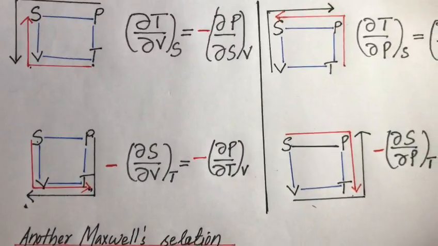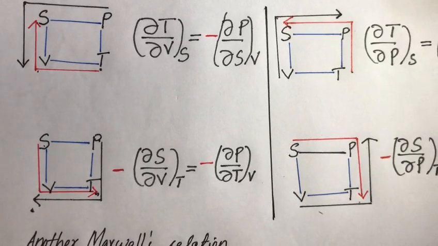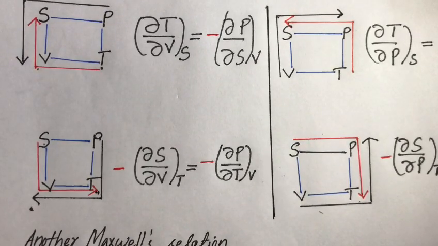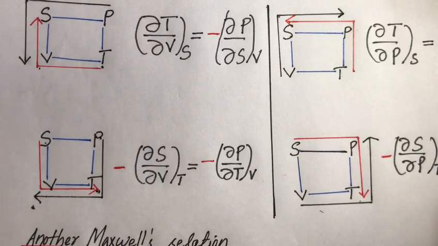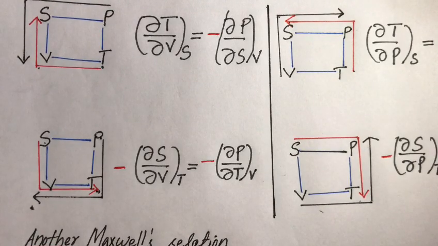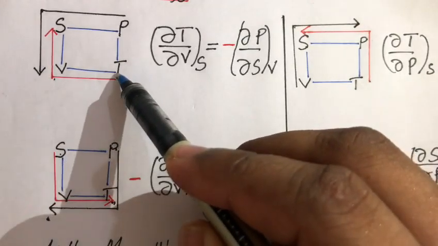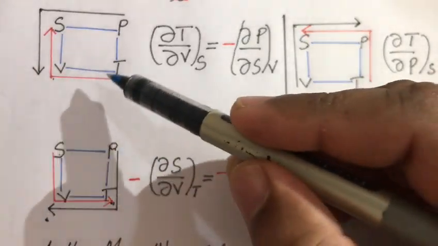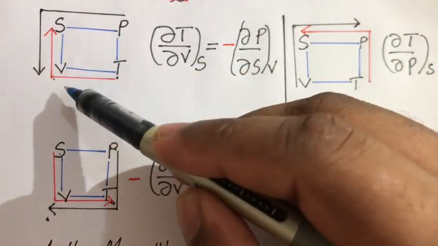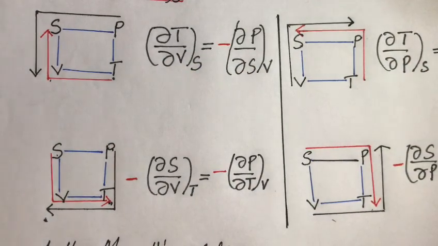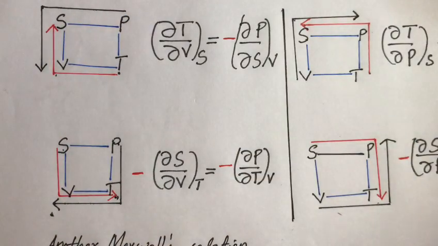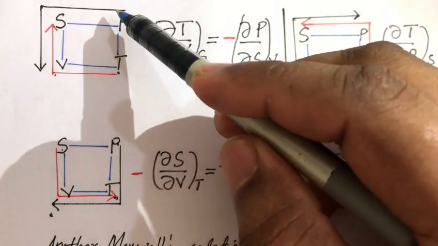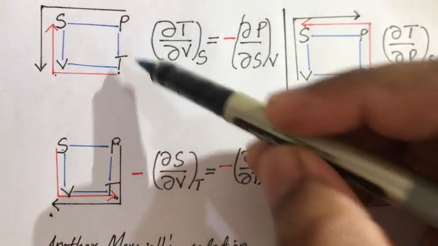So if you are given one of the Maxwell relations, you can easily find the next one. Suppose we are asked dou T by dou V at constant S is equal to what? We can check by drawing this. Suppose you are given dou T by dou V at constant S, you can easily generate dou P by dou S at constant V. In every situation you can see we are drawing the SPVT box. Now we generate another box, leaving one side vacant.